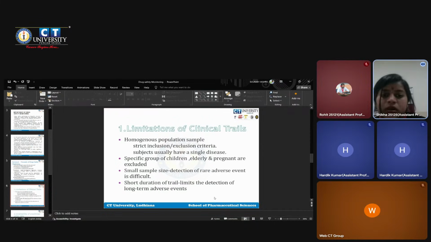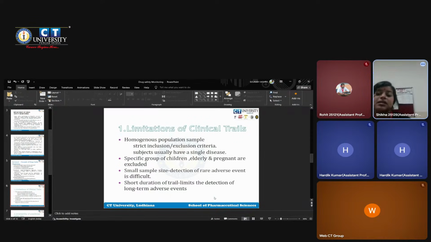pantoprazole, or you can say proton pump inhibitors. If a drug testing is going on proton pump inhibitors, in inclusion criteria I'm taking the people who are having GIT issues, that may be ALD, alcoholic liver disease, or gastroenteritis. But in exclusion criteria, I'm saying we will not take pregnant women, lactating women, and we will not take a specific age group of people. Suppose we will not take 1 to 18 or 20 years people. This category we will not take in my research. So this is called strict inclusion and exclusion criteria.